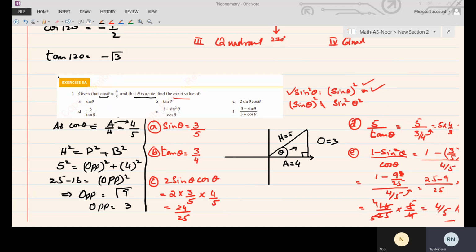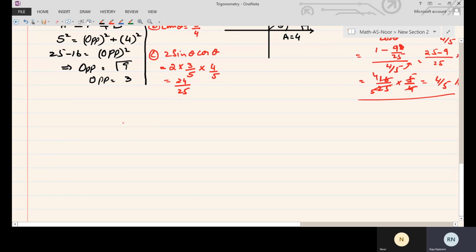Question number 2 and question number 3. Again, these questions are like the given information is given in the form of an acute angle, I mean the first quadrant. So the same process would be followed. So you just try these questions by yourself.